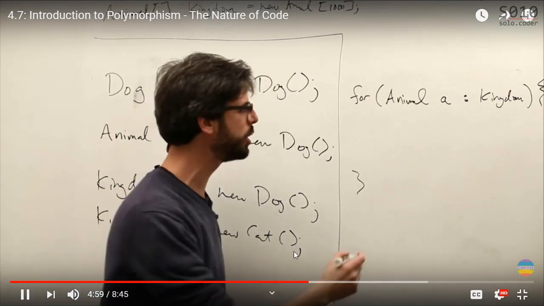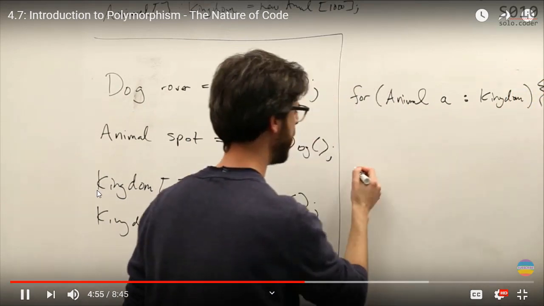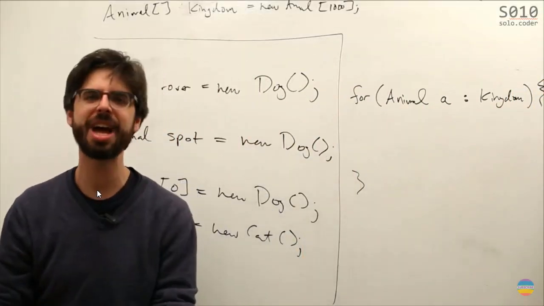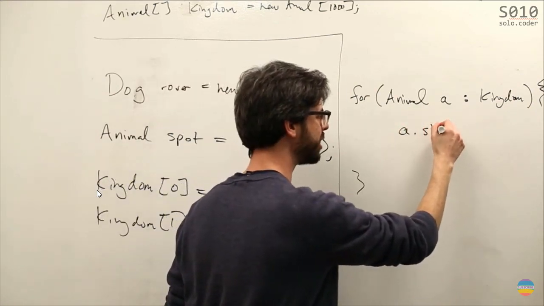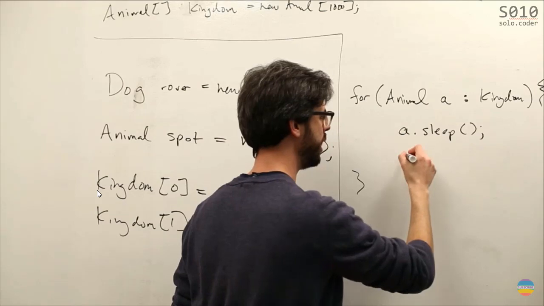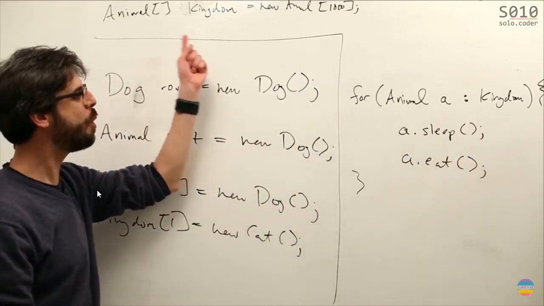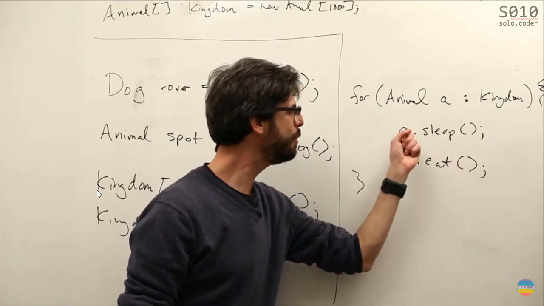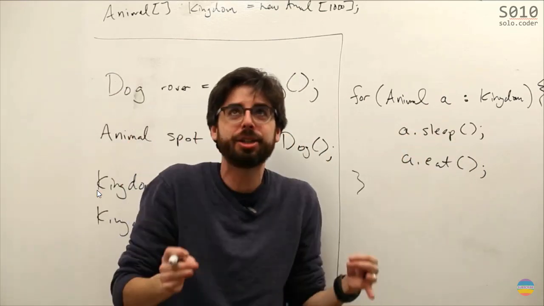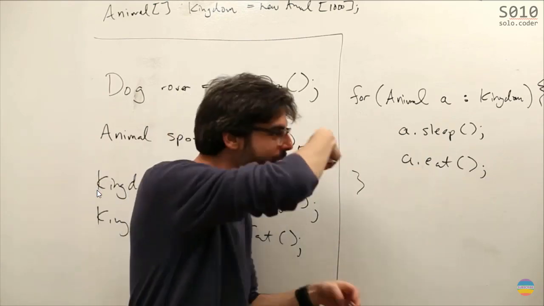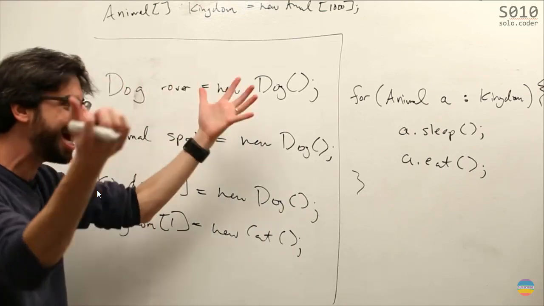In the eat function, I could say array. And what do our animals have? They had a sleep function and an eat function. I could say a.sleep, a.eat. So I could still loop through all of the animals, and when it gets to each one, I don't have to say, if it's a dog, sleep like a dog. If it's a cat, sleep like a cat. That's the magic of polymorphism and inheritance, is it just knows how to do it.